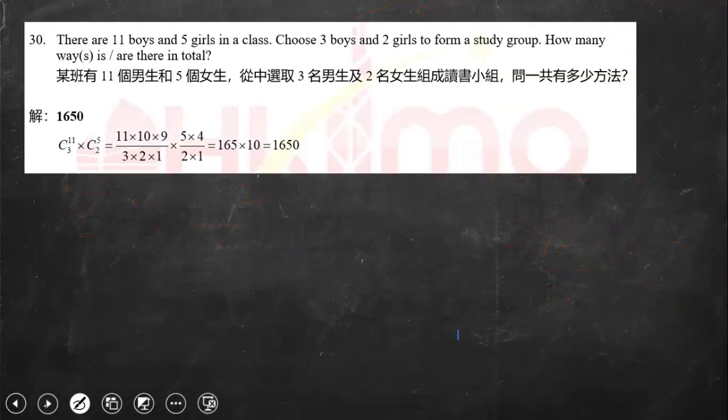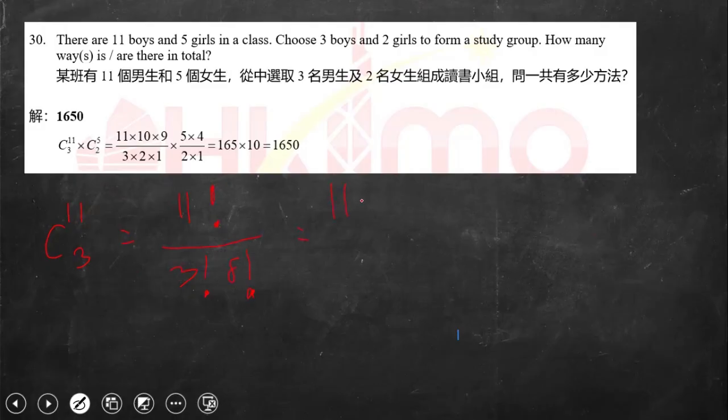Number 30. There are 11 boys and 5 girls in a class. Choose 3 boys and 2 girls to form a study group. How many ways are there in total? So the solution here is just to use the choose. From 11 boys, you choose 3. This is permutation and combination. Just find how many combinations of 3 boys you can get from 11 boys. So that's going to be like this. 11 factorial over 3 factorial times 11 minus 3, which is 8 factorial.